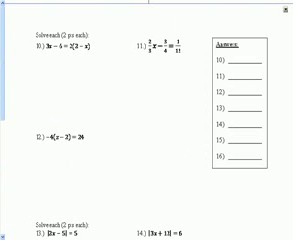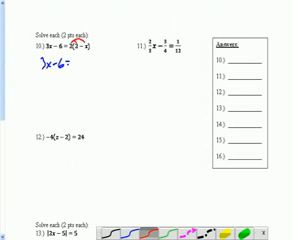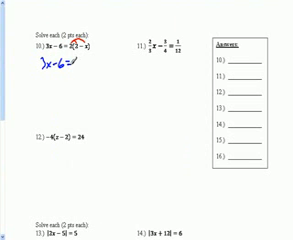If we take a look at the next one, it says just to solve each of these. So remember, the rule of thumb here is to simplify and then solve. So I've got 3x minus 6 equals. Over here, I'm going to use my distributive property, so I'm going to distribute the 2. So that's going to leave me with 4 minus 2x.